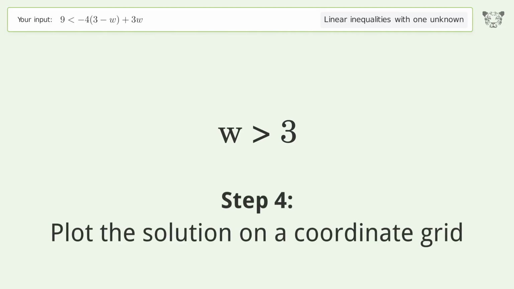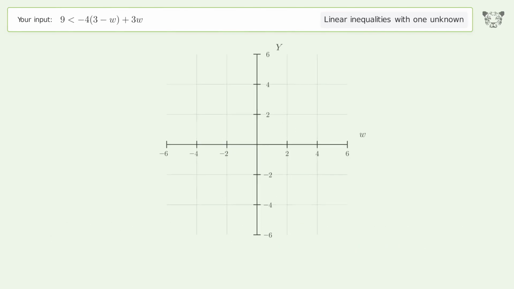Plot the solution on a coordinate grid. And so the final result is w greater than 3.